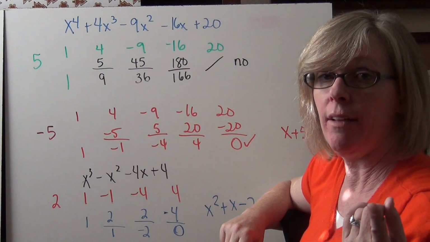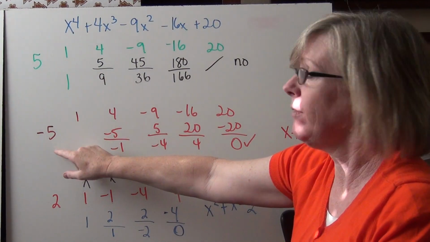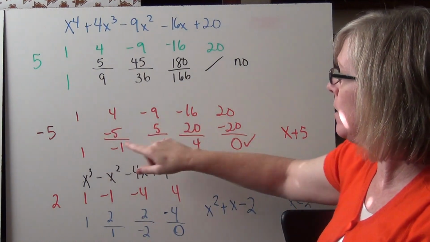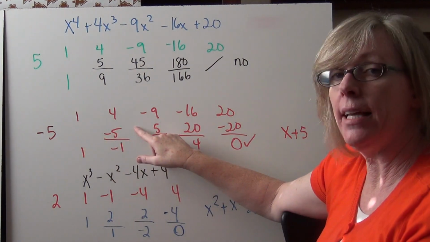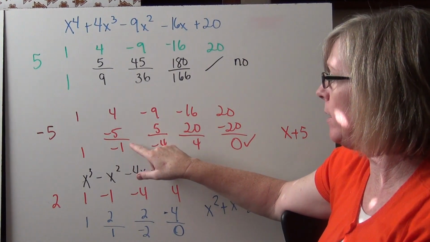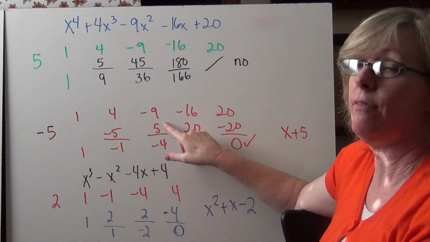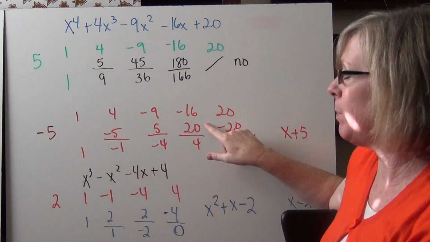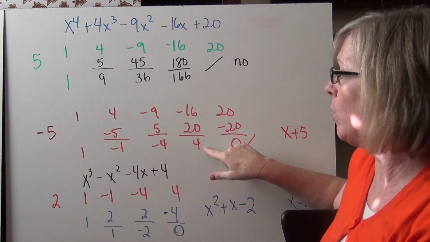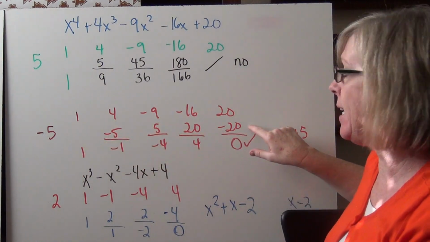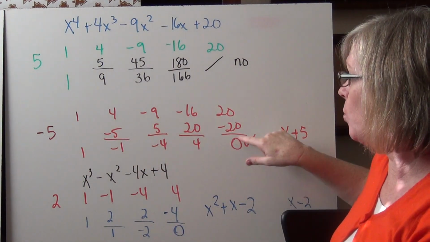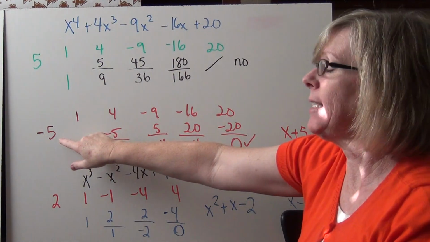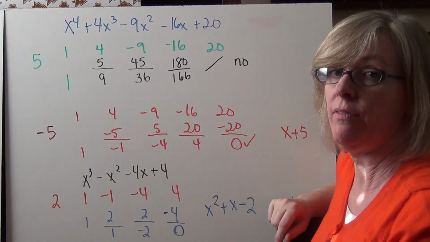But how about -5? So let's come here to -5, and I bring down my coefficients again, bring down the 1. 1 times -5 is -5. Add them and get -1. -1 times -5 is +5. Add them and get -4. -4 times -5 is +20. Add them and get 4. 4 times -5 is -20. Now you see what happened here? 20 plus -20 is 0. This is a factor. It says -5, so x plus 5 is the factor.